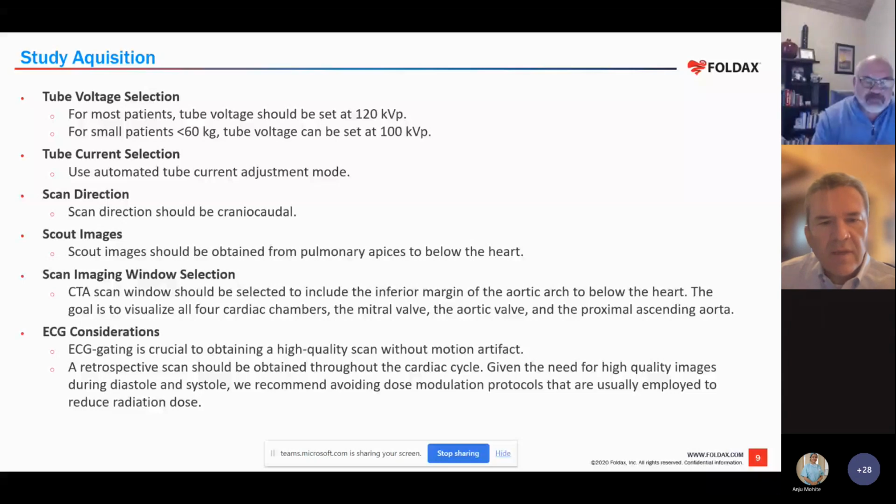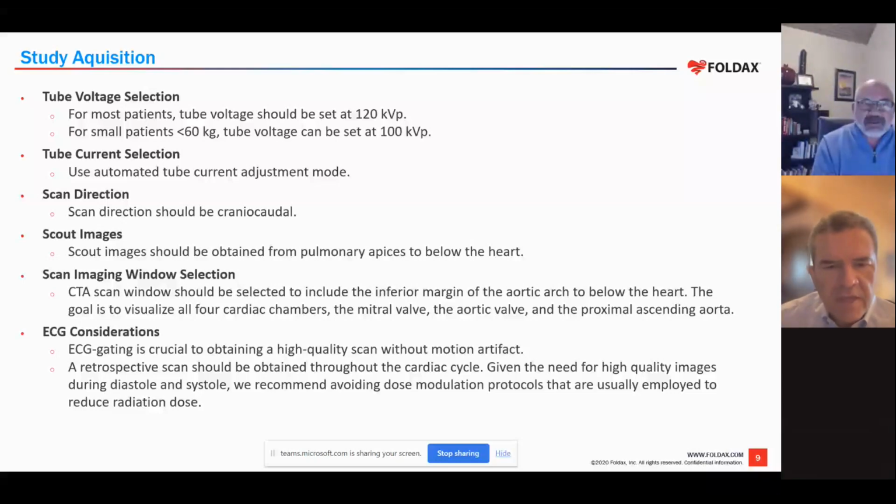And then, of course, for the ECG part of the study, the quality of the gating is very important. And then another thing to consider is the scan should be obtained in a retrospective fashion throughout the cardiac cycle.